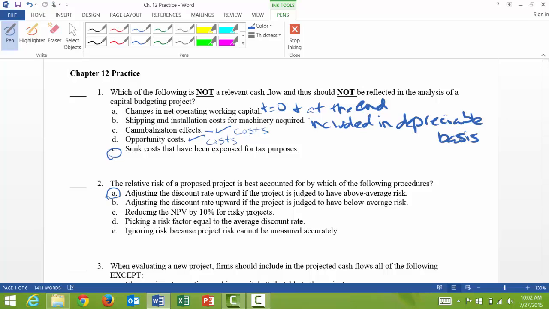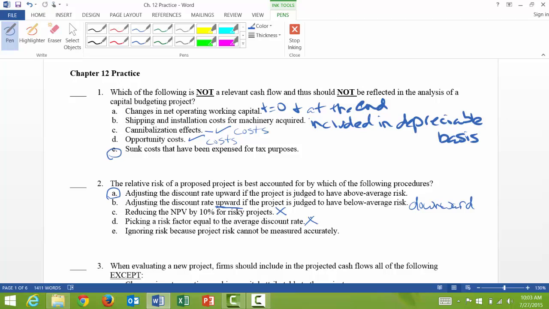So B says adjusting the discount rate upward if the project is judged to have below average risk. The problem is the word upward here. If it has below average risk, we would adjust the discount rate downward. And then C says reduce the NPV by 10% for risky projects. That's just like a random made up thing that I've never heard of before, but you just don't do that. And then D, picking a risk factor equal to the average discount rate. That's another random made up thing, but that's not it.